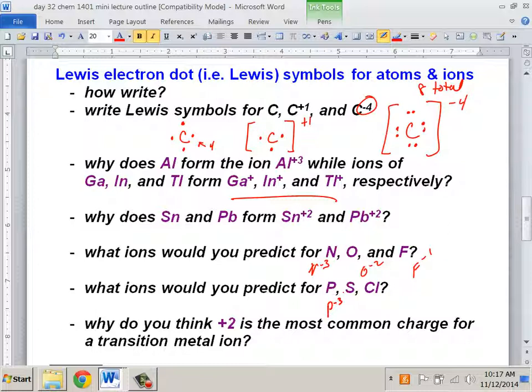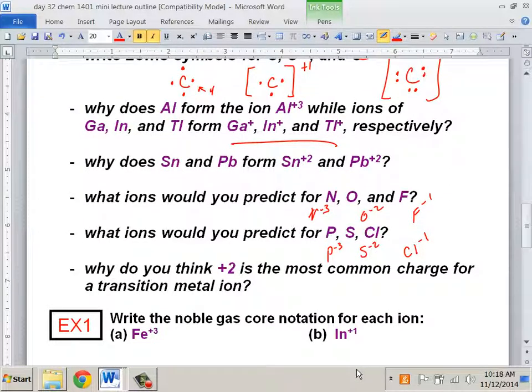Three. Sulfur. Keep going here. Sydney. -2. Sulfide. Chlorine. Emily. Yeah, I got the idea, right? Okay. Why do you think +2?